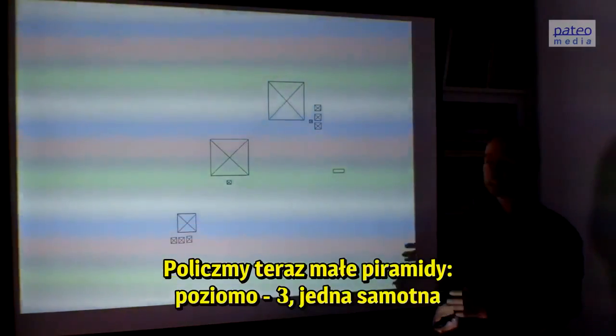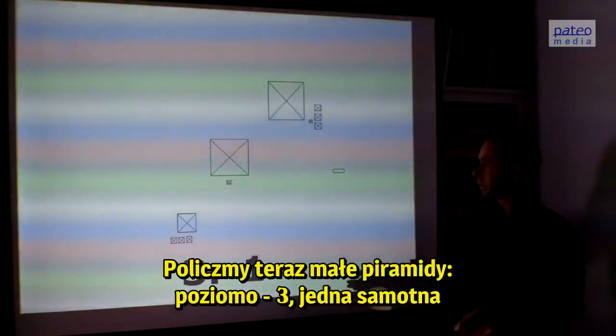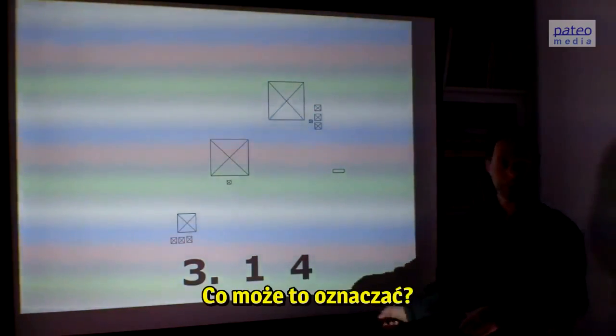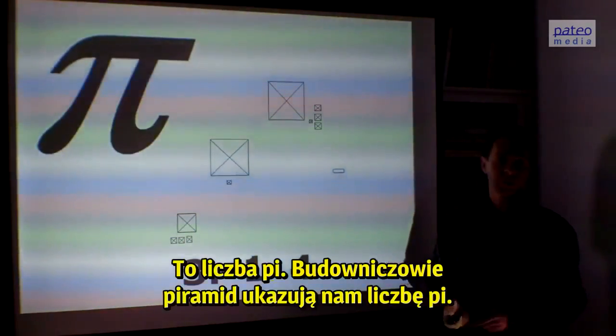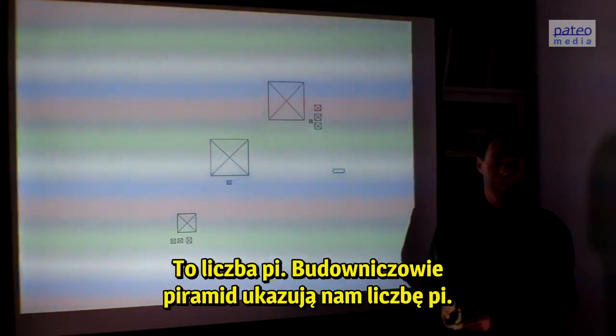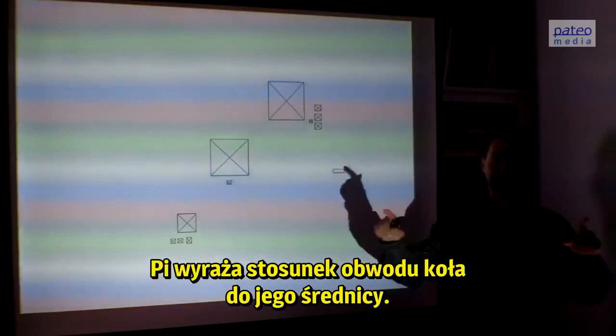What does it mean? Let's count the small pyramids. Here we find 3, here we find 1, and here we find 4. What does it mean? This means, of course, pi. The pyramid builders were showing us pi. Pi means the ratio between the circumference of a circle and the diameter.